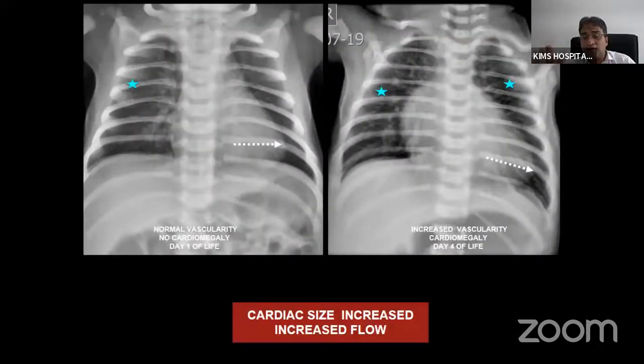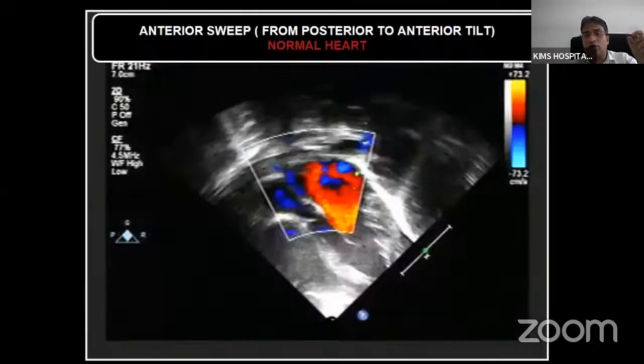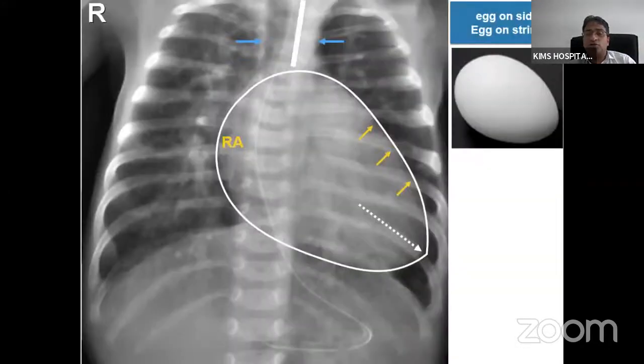This is a typical egg-on-a-string appearance. There is a narrow infundibulum, a narrow pedicle of the heart. That means the base of the heart is small. So this is a typical egg-on-a-string sign and appearance, which is typically seen in TGA physiology.